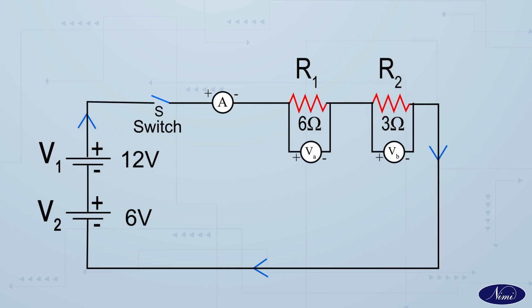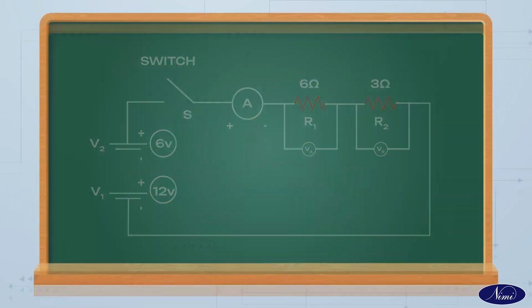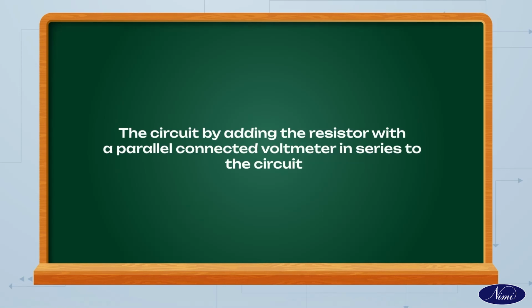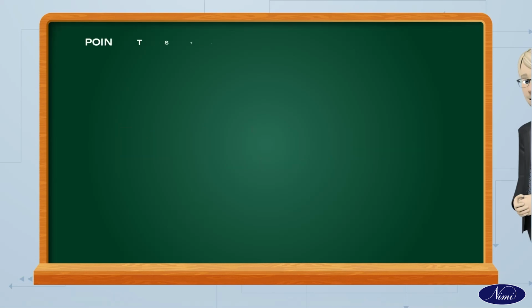Energize the circuit by closing the switch S. Check that the ammeter reading shows 2 amperes and the voltmeter readings are 12 volts and 6 volts. If so, Kirchhoff's voltage law is verified. If not, check the connections and polarity of the meters. You can verify the law by extending the circuit by adding a resistor with a parallel connected voltmeter in series to the circuit. Points to remember.